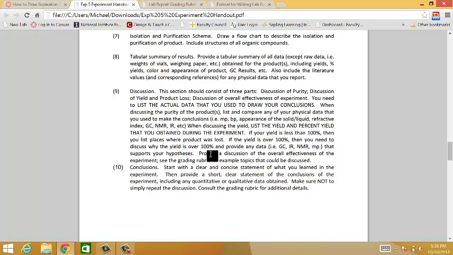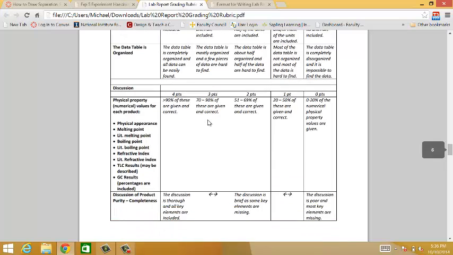Then the third part is to provide a discussion of the overall effectiveness of the experiment. In the grading rubric, I have given you some things to think about. Don't feel limited by those. You can be creative and come up with your own. So now let's look at the discussion grading rubric again as a checklist.